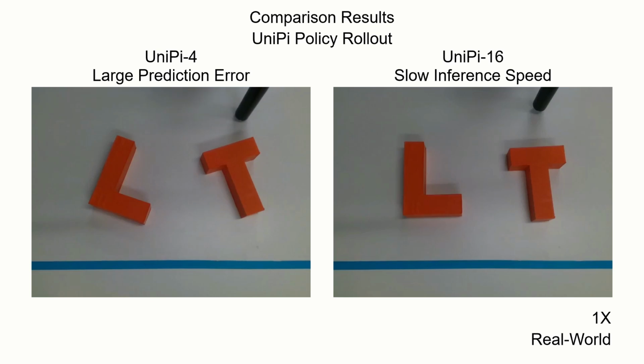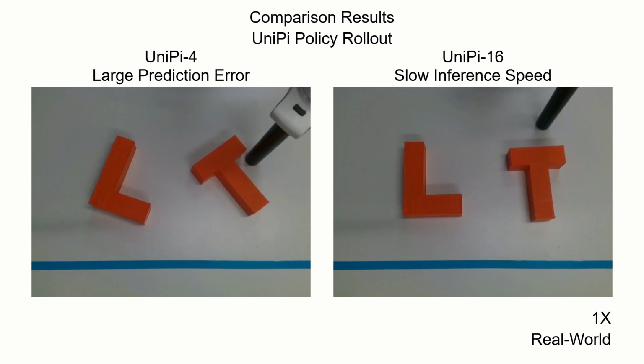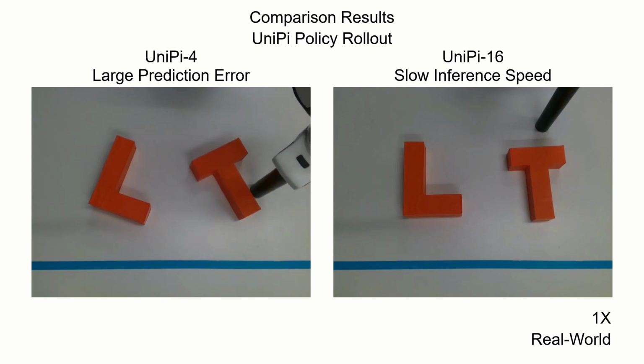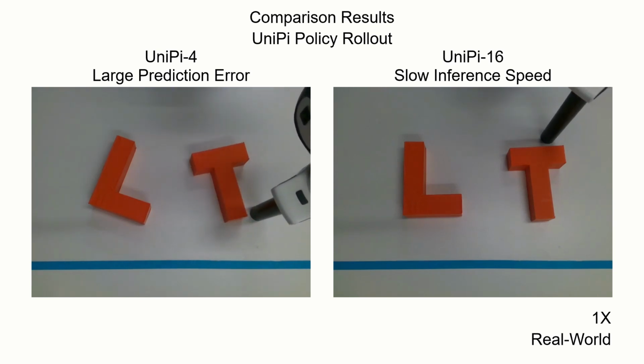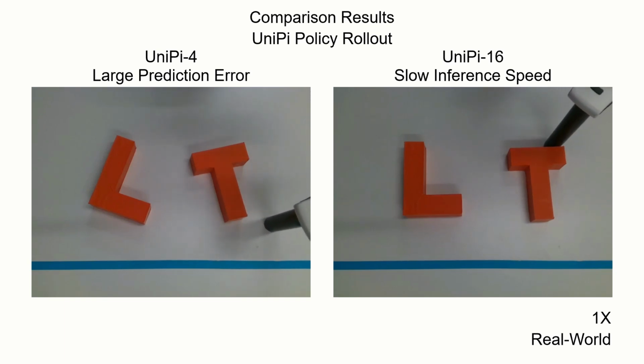Finally, we present a comparison with UniPy. The videos show that when using only 4 inference steps, the actions generated by UniPy are quite jerky and fail to effectively move the block. With 16 inference steps, UniPy's inference speed is significantly slower. Excessive pauses between each action generation result in a highly disjointed action sequence, which negatively impacts performance on tasks requiring fine control and dynamic force interaction.